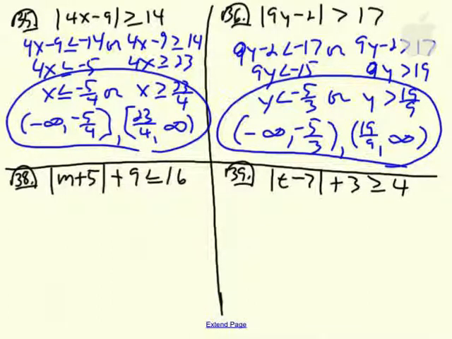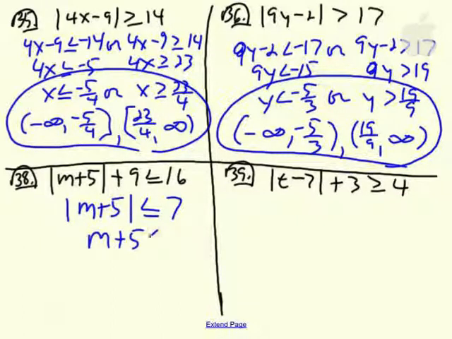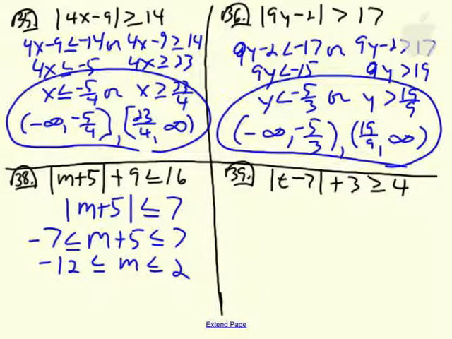Okay, we'll do 2 more. Subtract 9 from both sides. You got to do that first. This is between, so m plus 5 has to be between 7 and minus 7. Subtract 5. There you go.